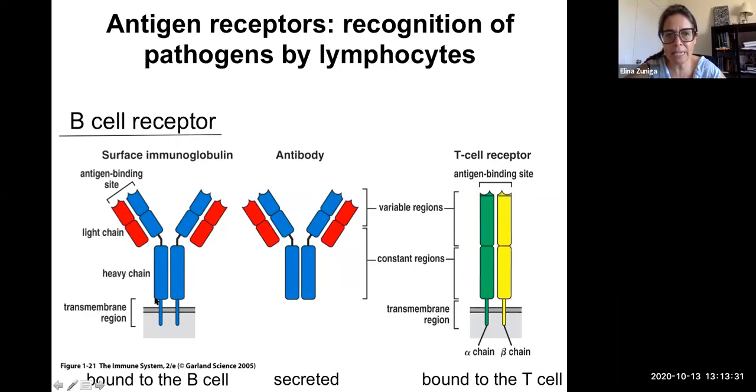And as with the B cell receptor, it has a transmembrane region, and it always has a transmembrane region. This T cell receptor is never secreted, okay? So it only exists as a receptor associated with the T cell via the transmembrane region.